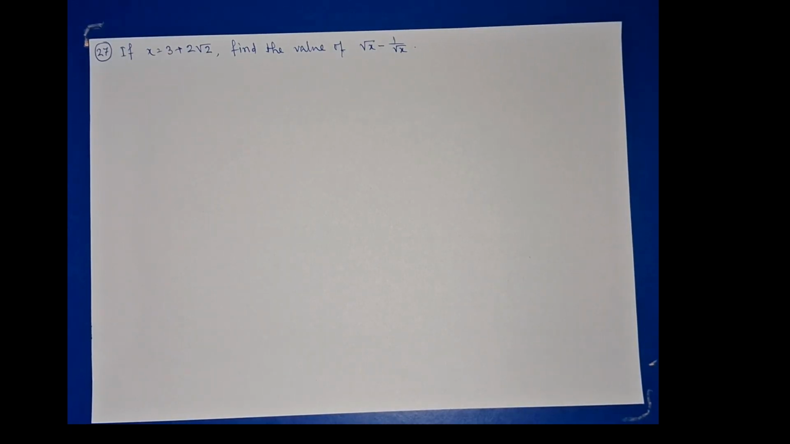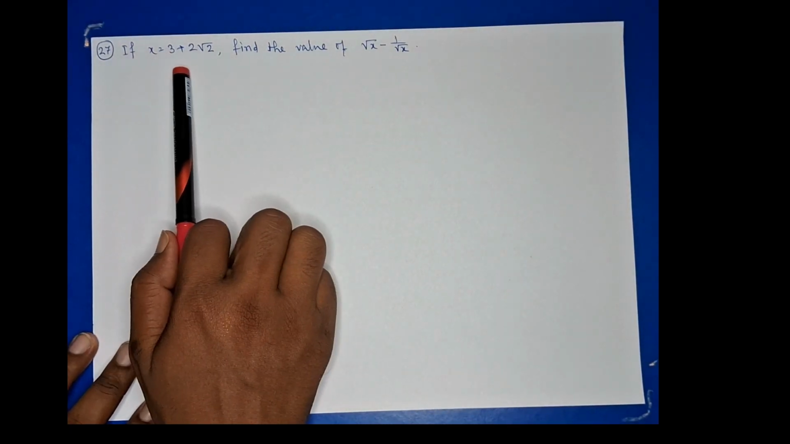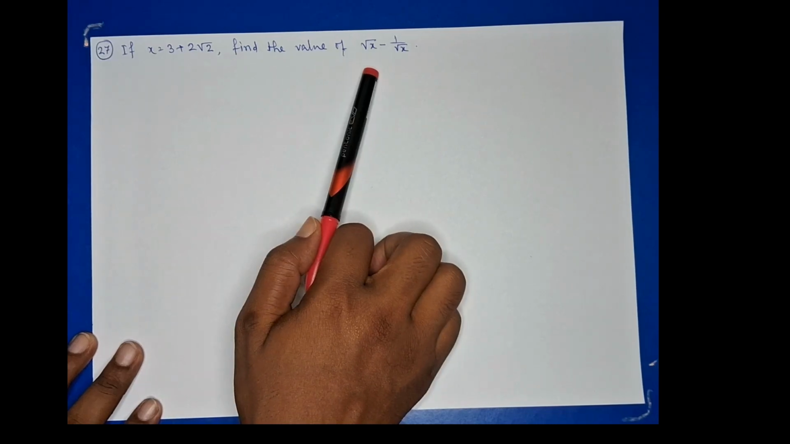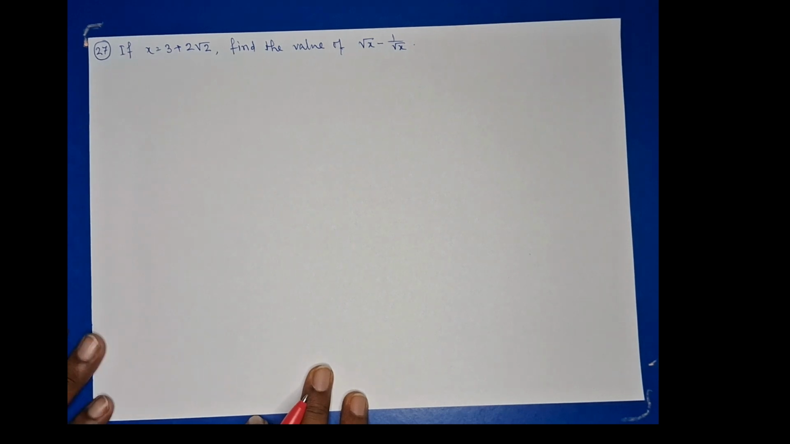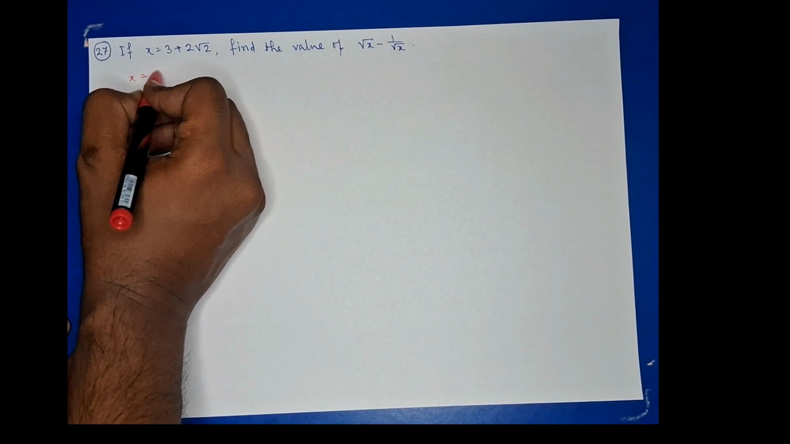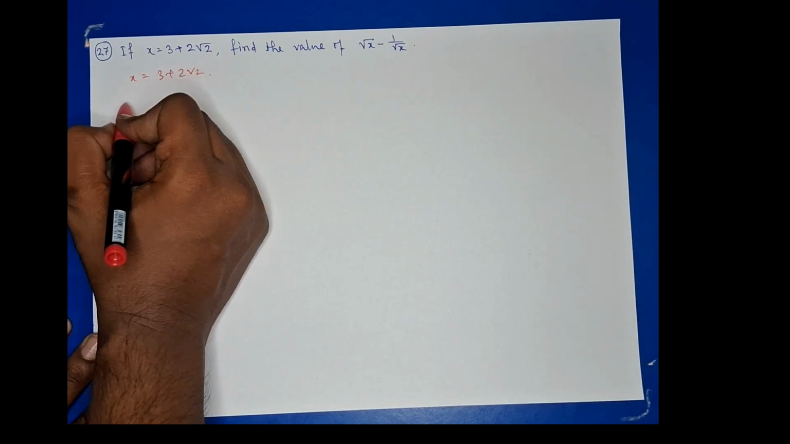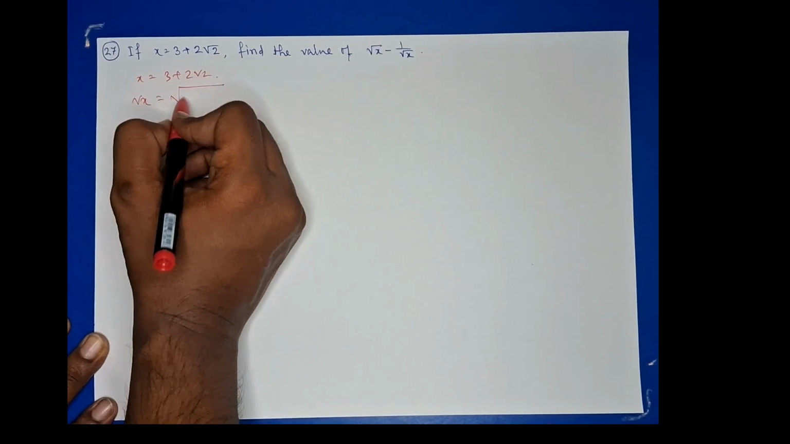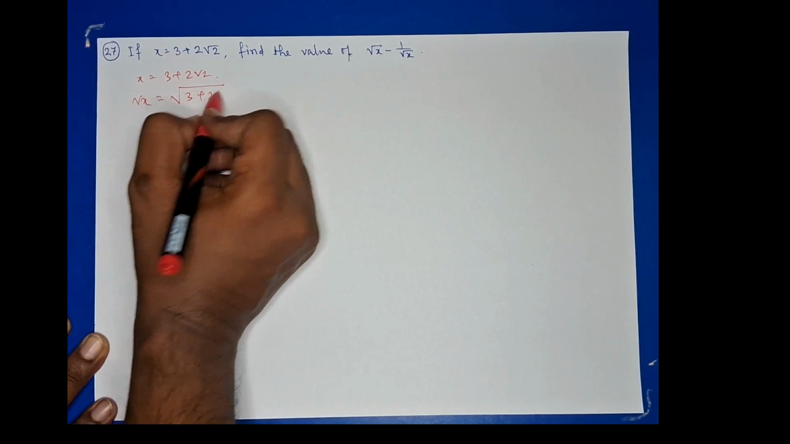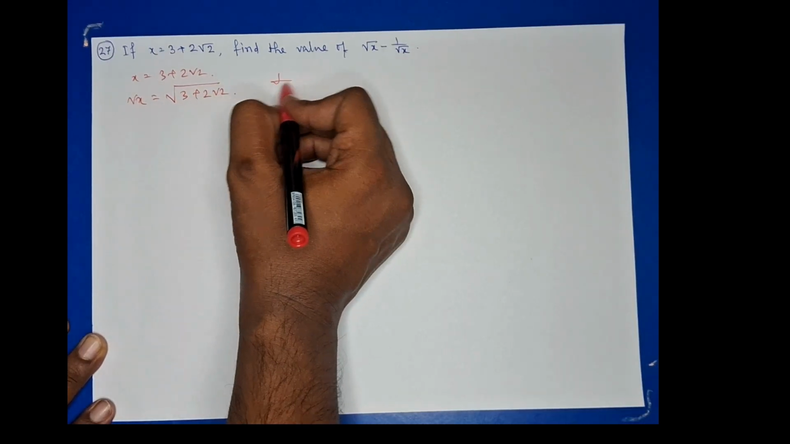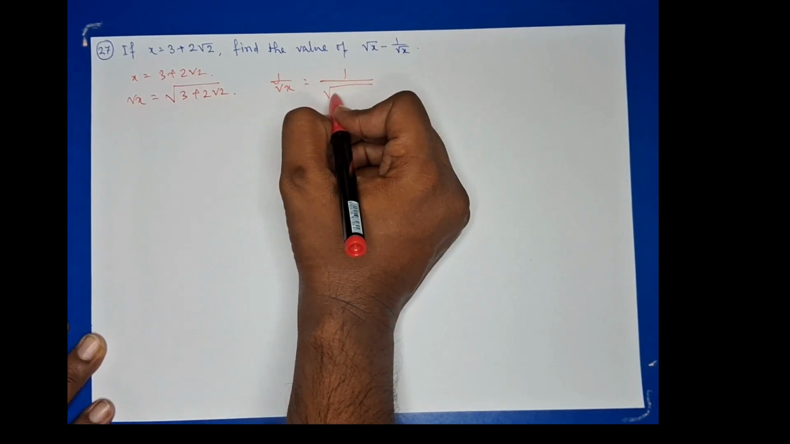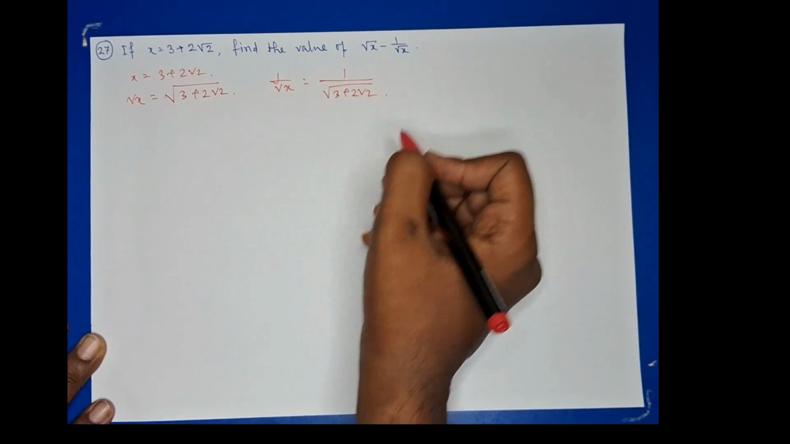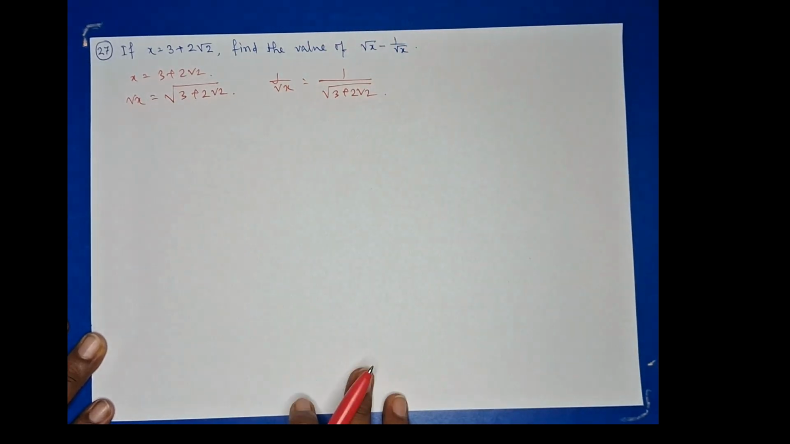So this is the last problem that we will be solving. If x is equal to 3 plus 2 root 2, find the value of square root of x minus 1 by square root of x. How to solve it? x is equal to 3 plus 2 root 2, so the square root of x will be the square root of 3 plus 2 root 2, and 1 by square root of x will also be 1 by the square root of 3 plus 2 root 2, and we have to rationalize it.